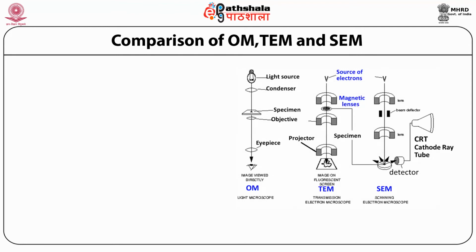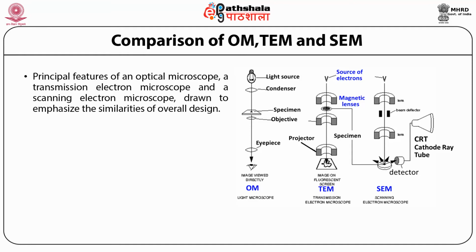Now let us compare the OM, optical microscopy, TEM and SEM. So these three figures compare the optical light microscope, which shows its principal features, the transmission electron microscope, and lastly the scanning electron microscope.